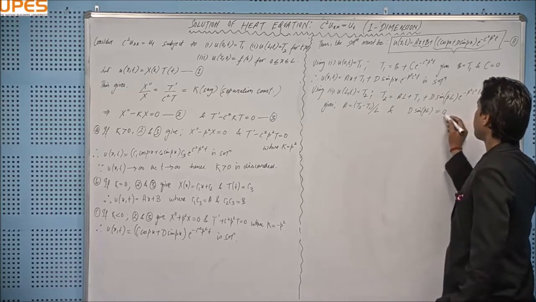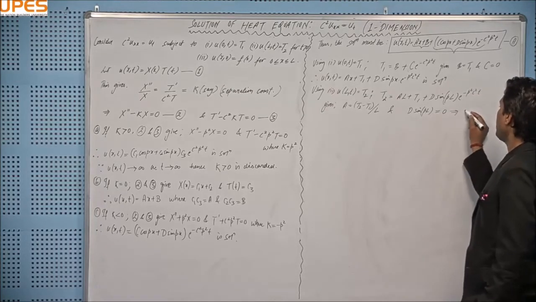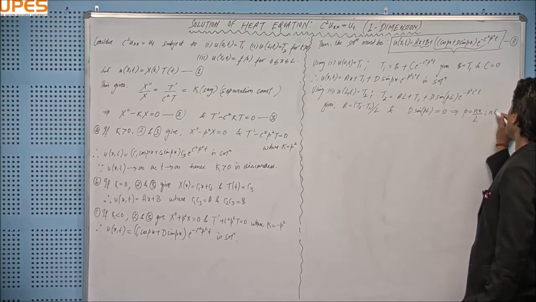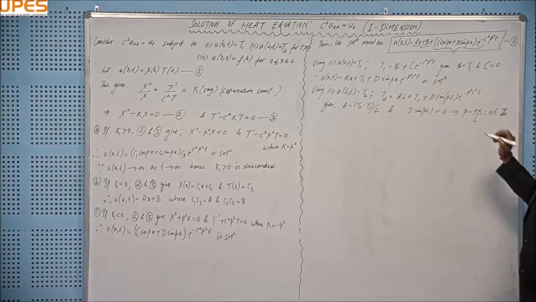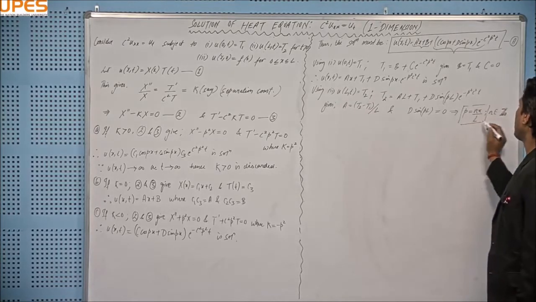This implies PL is equal to n times pi, so that will give me p is equal to n pi over capital L, and n is obviously an integer. Fine. So this is my p.